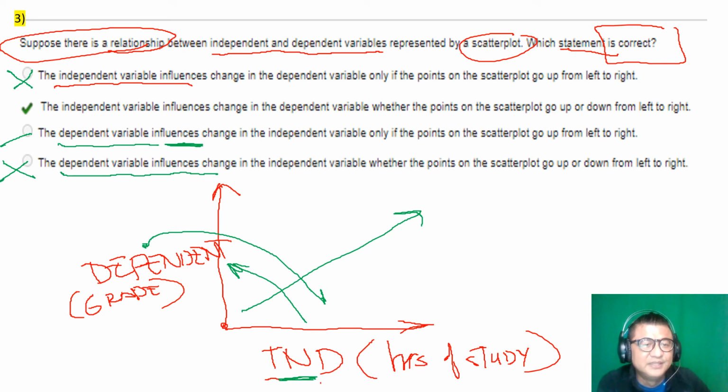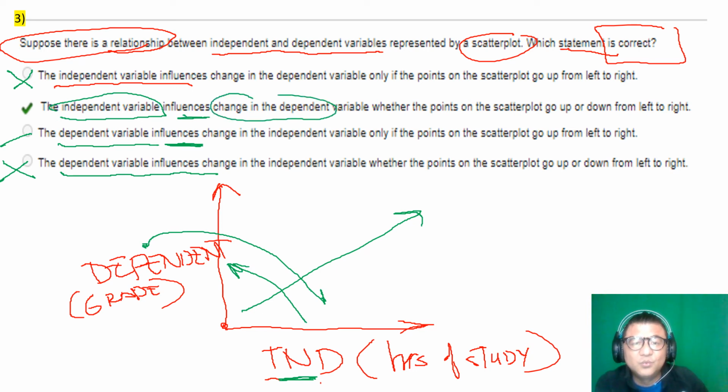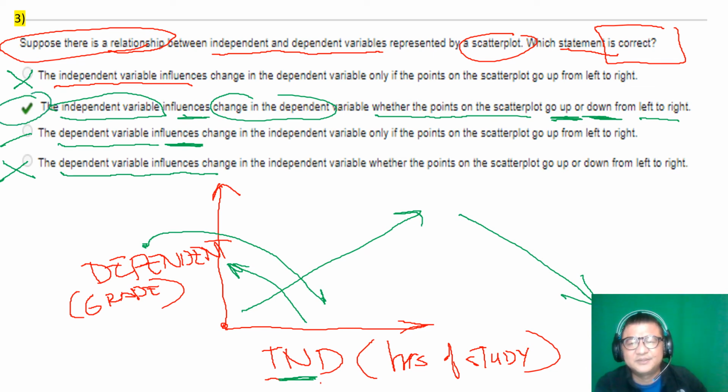So let's look at the second one. The independent variable influences change. Yes, but how? Whether the points on the scatter plot go up or down from left to right. It's not only go up, it can go up, it can also go down. So which is the most complete answer? The second one. All right, that's the correct answer.